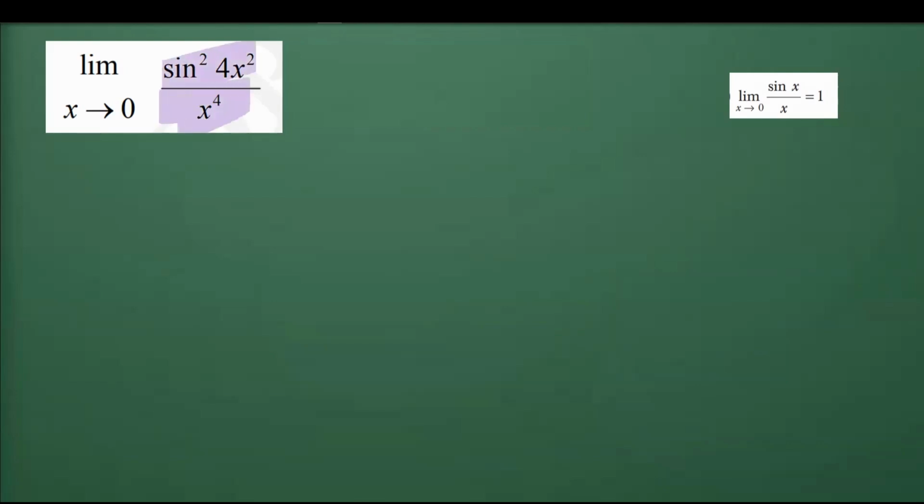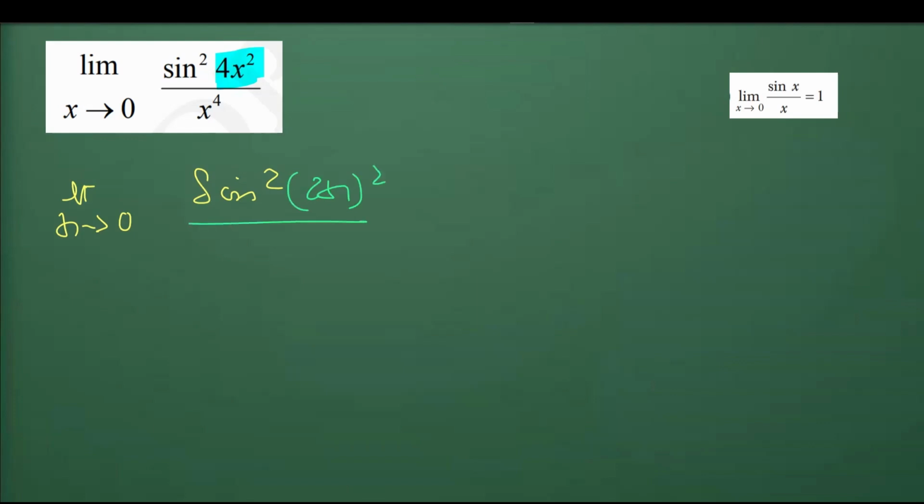Now in this question, by looking at this, we are very clear that we are going to apply the standard limit, that is sin x over x is equal to 1. So let's figure out how we do this. This is limit x tends to 0 of sine square 4x square. So I can write 4x square as 2x whole square, right?